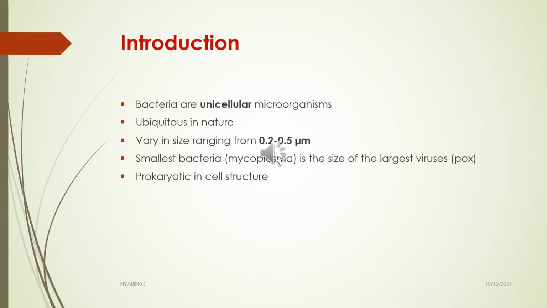This is slide 2. Slide 2 has the introduction part. It tells us some few characters of a bacteria. It says a microorganism which is unicellular. It has different shapes. It also varies in shape. A smallest bacteria in the other side, when we come to viruses, becomes the largest viruses.